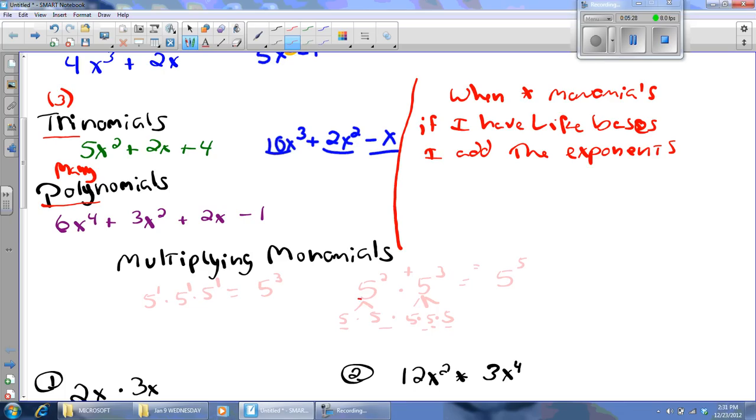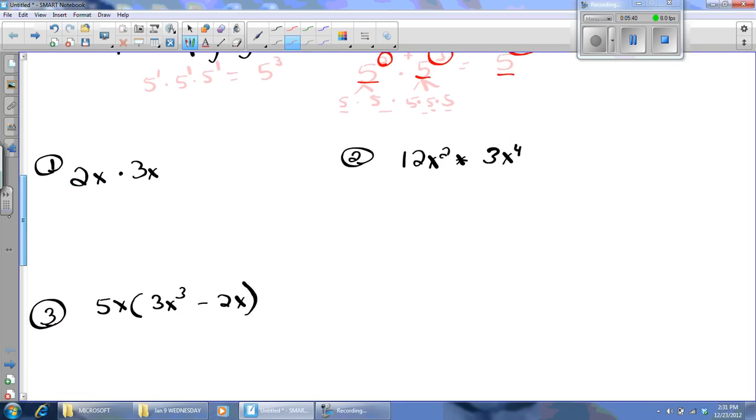See, there's my base, there's my base. So I add my exponents of 2 and 3 to get a base of 5 and an exponent of 5. Okay, so let's see how that works with monomials.